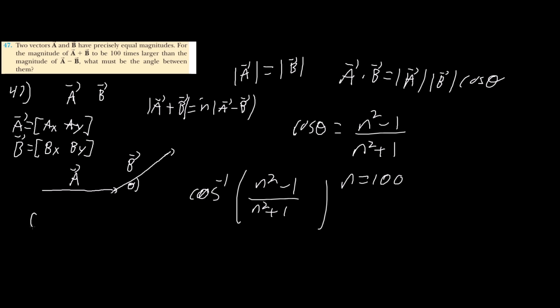And I got the answer as theta being 1.1459 degrees approximately. So I'm rounding to 4 decimal places. So that's the answer. Notice that theta is very small. So the magnitude of A plus B would have to be pointing almost in the same direction, for when you take the magnitude of A minus B, where you would be adding the opposite side, to be 100 times larger than the other one.